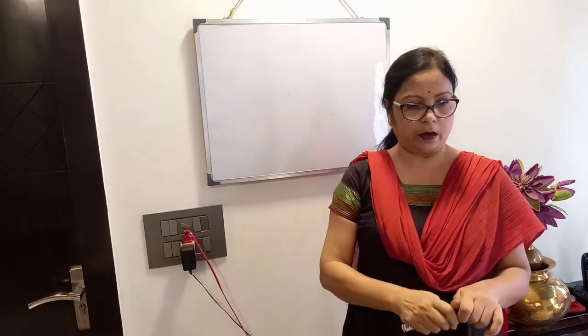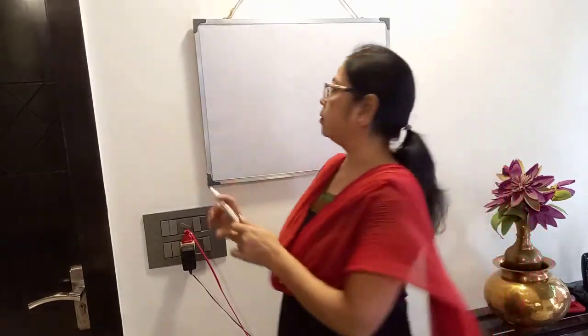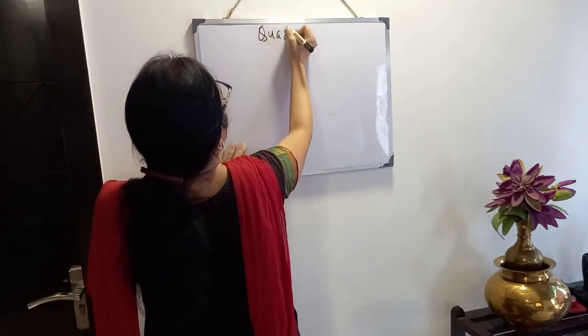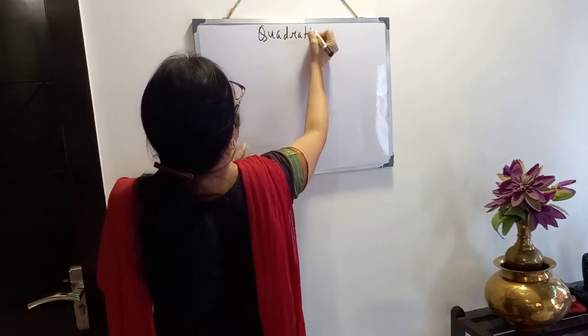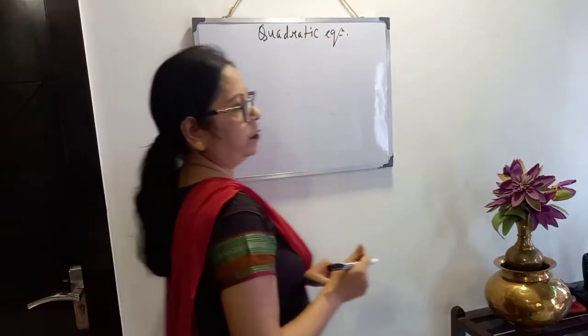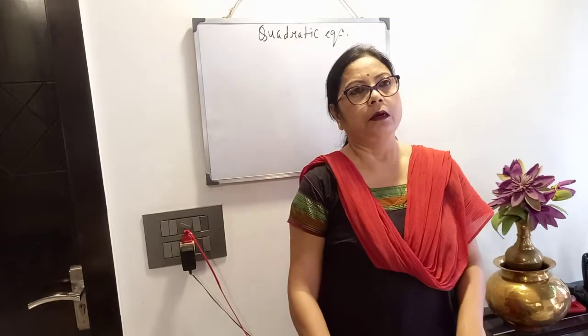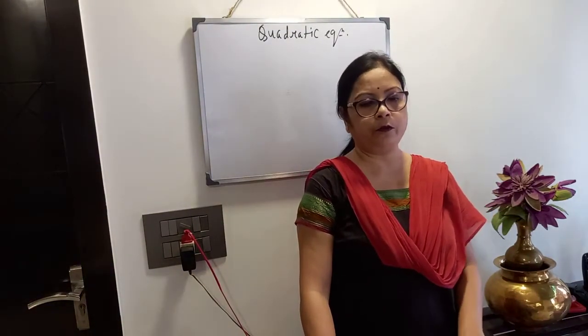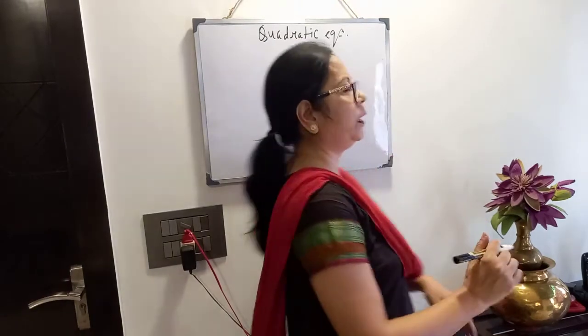Today I am going to start the revision chapter of quadratic equations. Now all of you know what a quadratic equation is. An equation in which the highest power of the variable is 2 is called a quadratic equation.